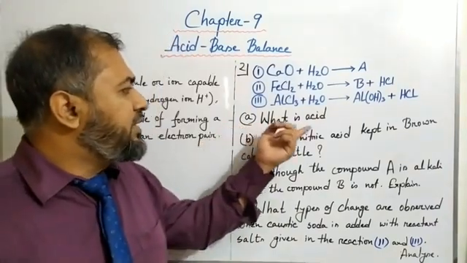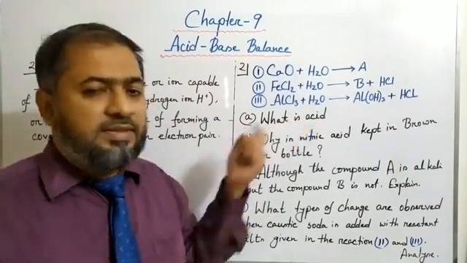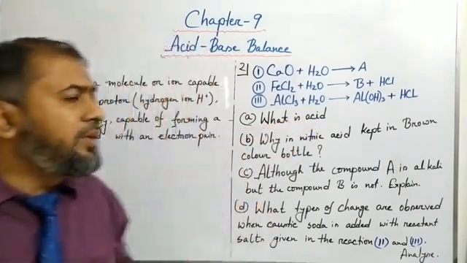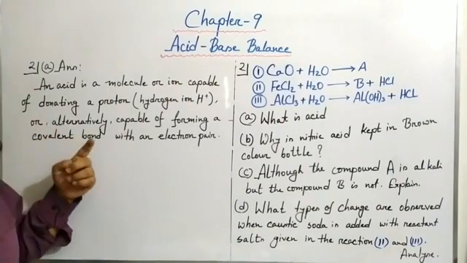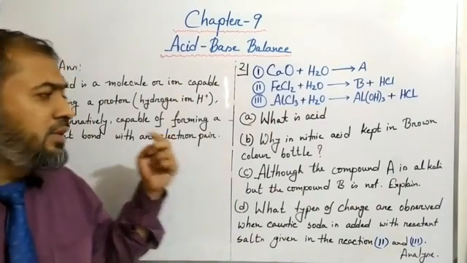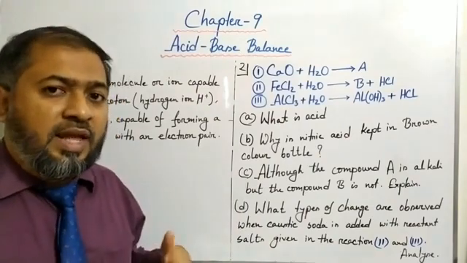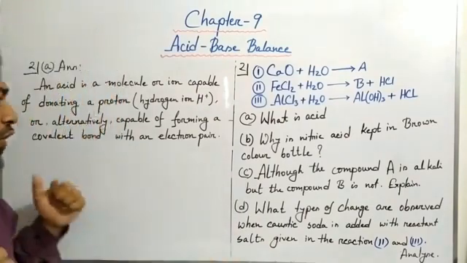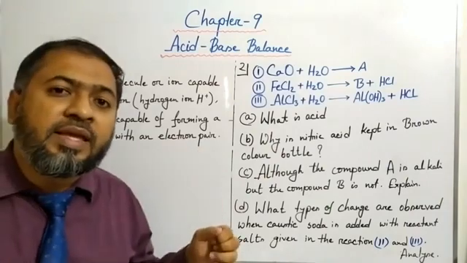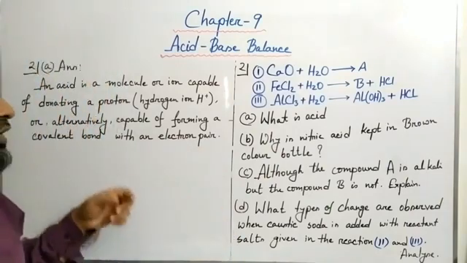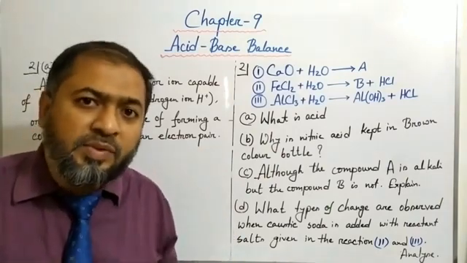Question A, what is acid? The answer will be: an acid is a molecule or ion capable of donating a proton, which is a hydrogen ion, or alternatively capable of forming a covalent bond with an electron pair. I repeat once again.